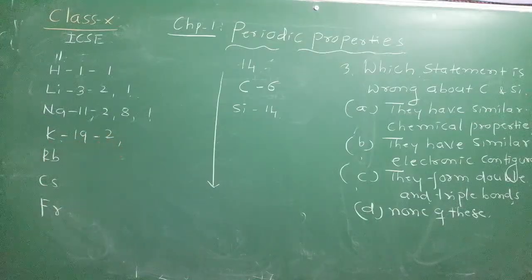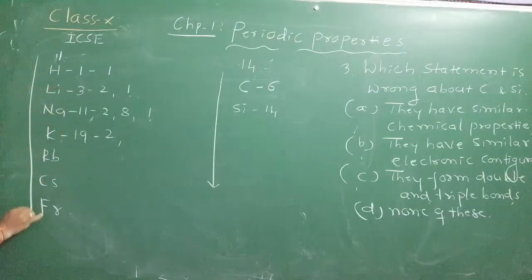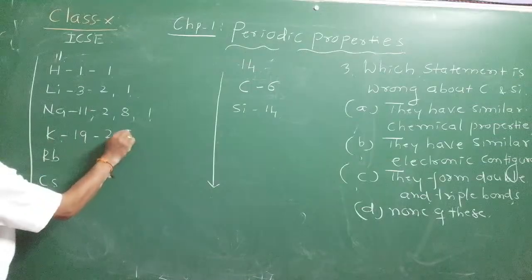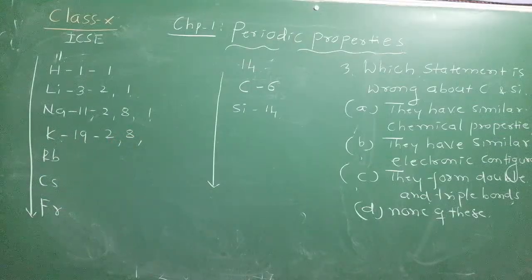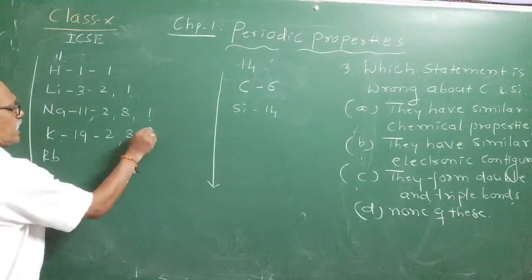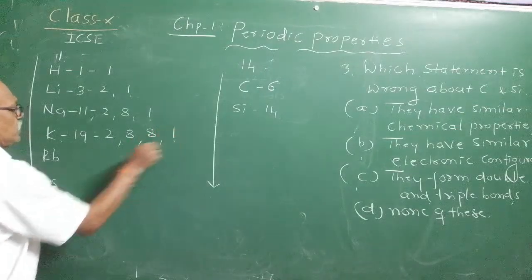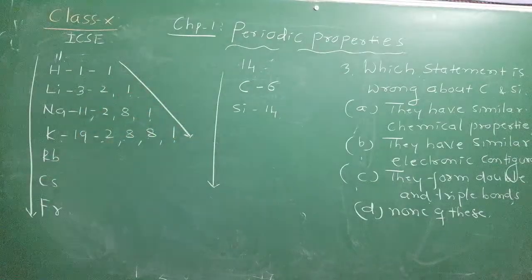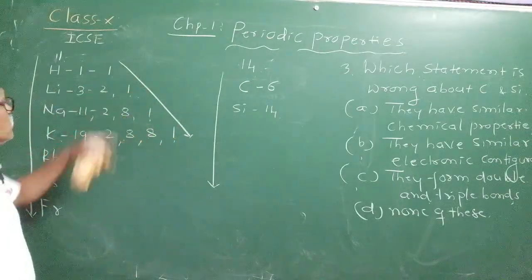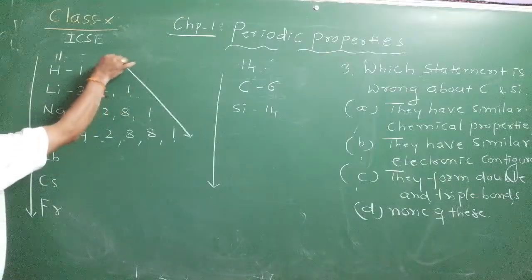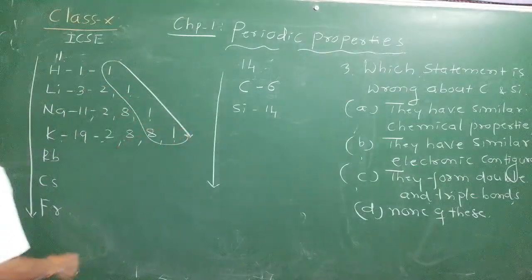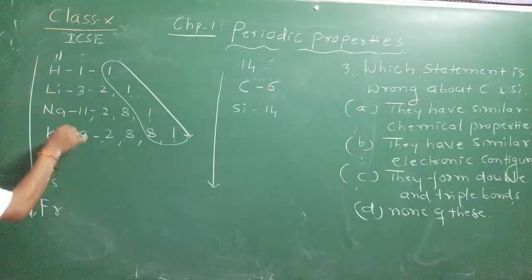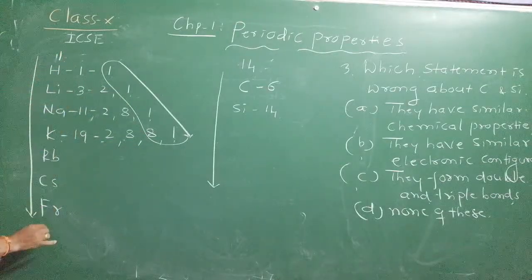We'll take a few of them. If you observe down the group, you can make one observation. 2, 8, 8, 1, then again 2, 8, 18, 8, 1. Observe that in the valence shell, all of them have the same number of electrons. Their electronic configuration in the outermost shell is the same, very, very important. Therefore, all elements in the same group will have identical chemical properties.